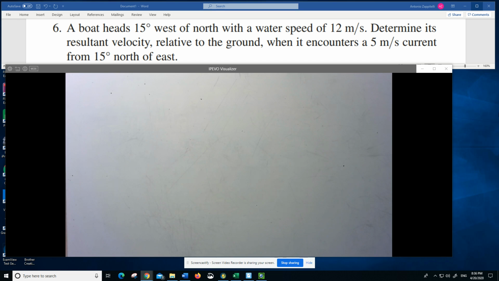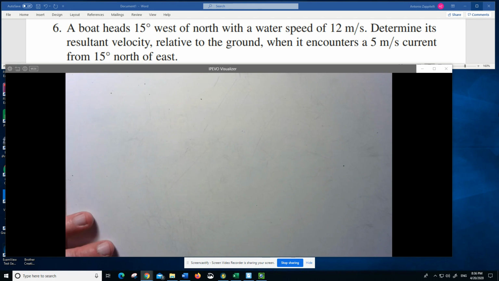Hi folks, we're going to take a look at page 369, number 6. So let's take a look at the question. It says a boat heads 15 degrees west of north with a water speed of 12 meters per second. So the first thing I notice is that they're giving us the direction a little differently. So let's see if we can figure out what that means.